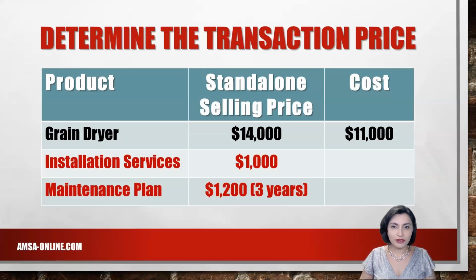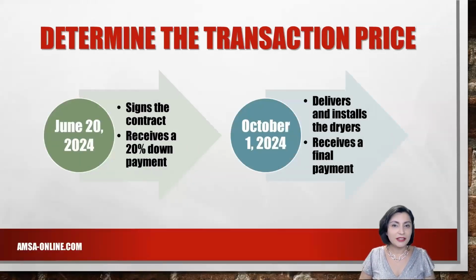In addition to the dryers, Range and Farm Supplies provides installation services with a standalone selling price of $1,000 per unit installed. It also provides a dryer maintenance plan for all 3 dryers for 3 years after installation for $1,200. Range and Farm Supplies signs the contract on June 20, 2024 and receives a 20% down payment from the farmer. The dryers are delivered and installed on October 1, 2024, and full payment is made to Range and Farm Supplies.